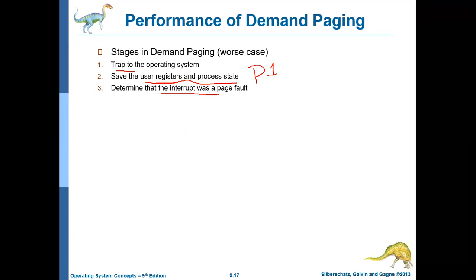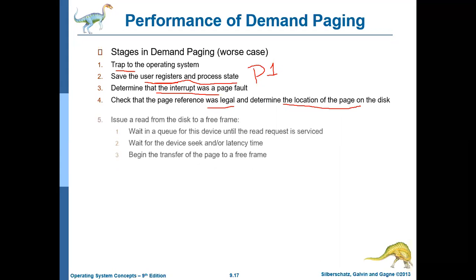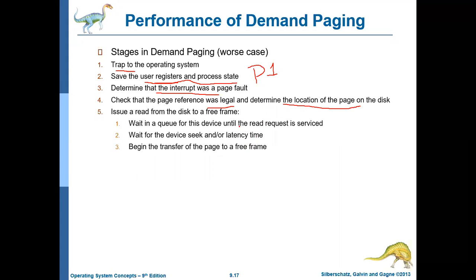Then determine whether the interrupt was because of a page fault. This trap is just a hardware interrupt, so the operating system should check whether it is because of a page fault or not. If it is due to a page fault, then check whether it is a legal access or not. If it is a legal access, then determine the location of the page on the disk. Then identify a free frame, and then move the page from the disk to the main memory. That itself requires these three sub steps.